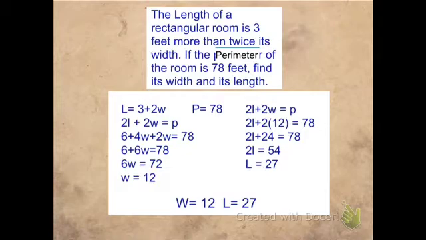Then you plug it into the original formula again to find what L equals. So 2L plus 2W equals P. 2L plus 2 times 12 equals 78. 2L plus 24 equals 78. 2L equals 54. Divide it by 2 and you get L equals 27. So our final answer is W equals 12, L equals 27.